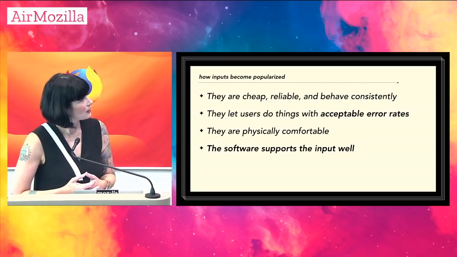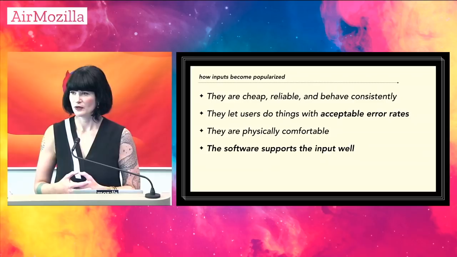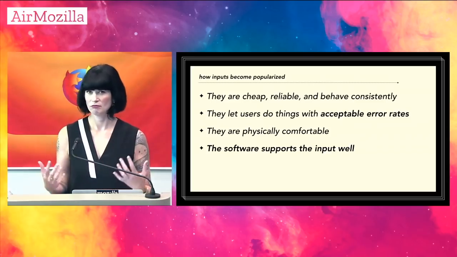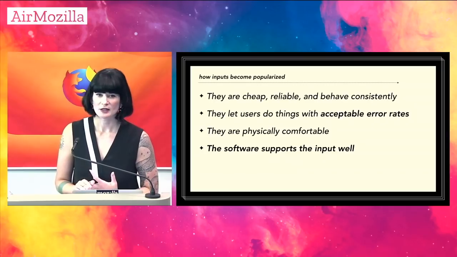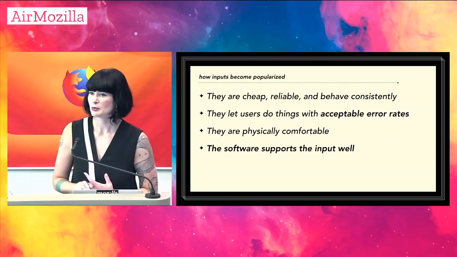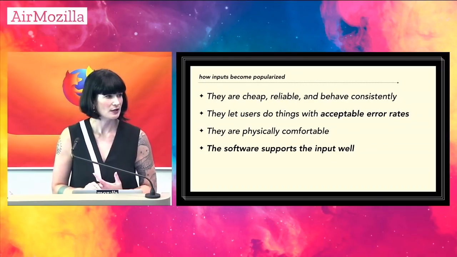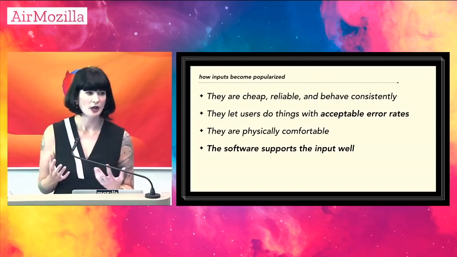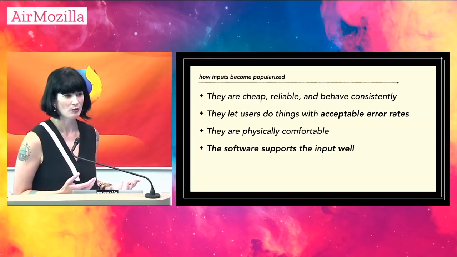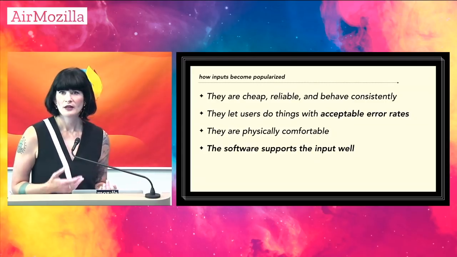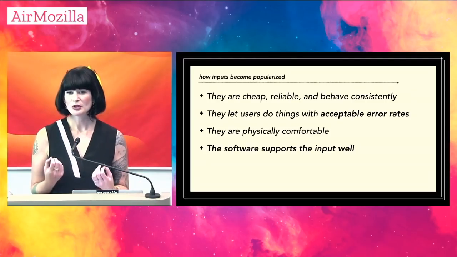But these are the key things that you need to know about inputs across the board. This is how inputs start to become popular. They are cheap, they are reliable, they behave consistently. The mouse had to drop by $350 before it started becoming ubiquitous in 1984. It went from a $400 Logitech / Microsoft mouse to a $35 mouse that came with the Macintosh. They let users do things with acceptable error rates.